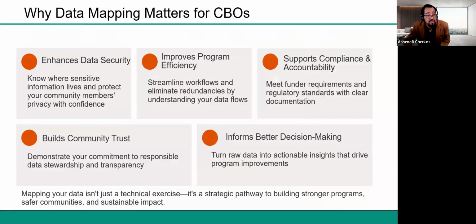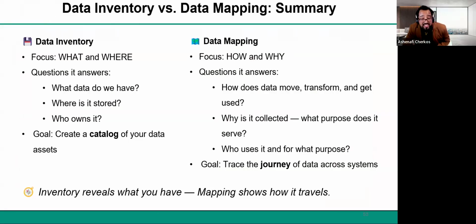So why does data mapping matter for organizations? It matters because it enhances data security, it improves program efficiency, it supports compliance and accountability, it builds community trust, and informs better decision making. So mapping your data isn't just a technical exercise, it is a strategic pathway to build stronger programs, safer communities, and sustainable impact. While a data inventory focuses on the what and where, data mapping explores the how and why. And this reveals how information is processed, transferred, and used throughout the organization.